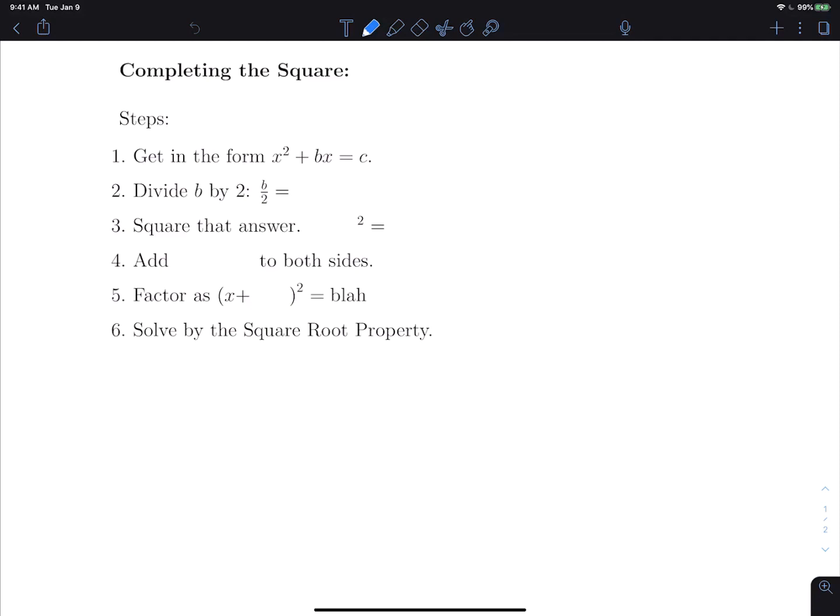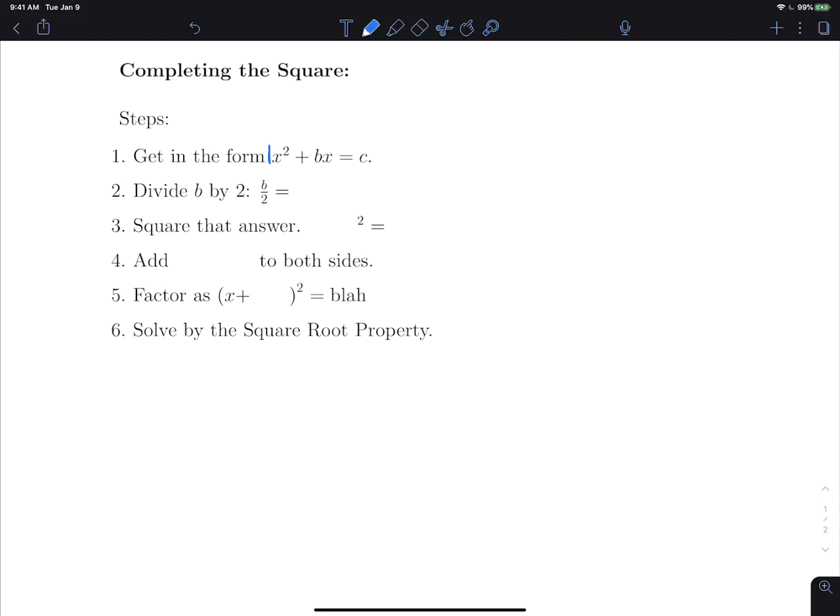Hello. In this video, we're going to start talking about completing the square. Now, these are the following steps. The first step, of course, is to get it in the correct form. So for a quadratic equation to use completing the square, we need it to be in the form of x squared plus bx equals c. Specifically, we need a 1 in front of the x squared, and we need the constant term, the one without an x, on the other side from the two x variables.